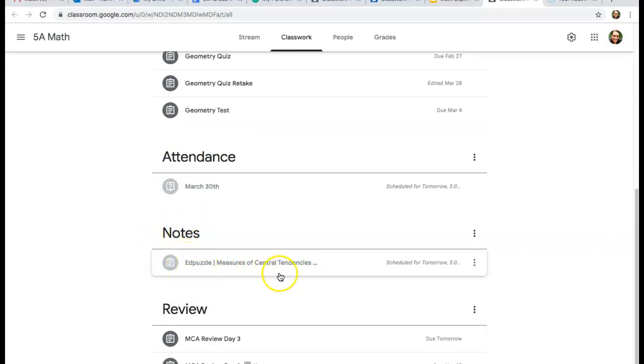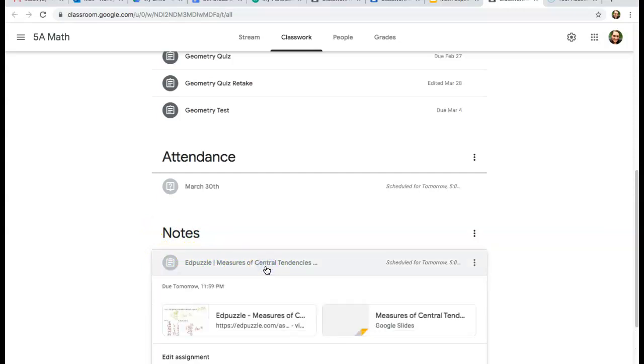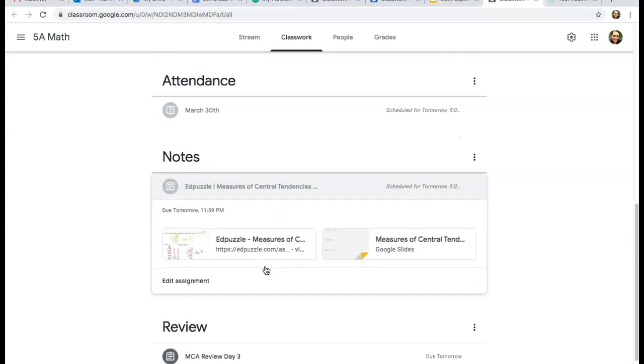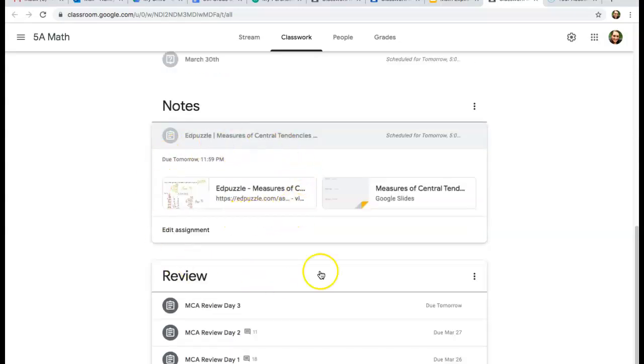You'll usually see an Edpuzzle assignment attached to that. Here is 5th grade's assignment for notes today. We have our Edpuzzle for measures of central tendency. Then I've also attached the Google slide that I used as my template for note taking that you can download for notes if you would like, or you can just take your notes in a notebook.